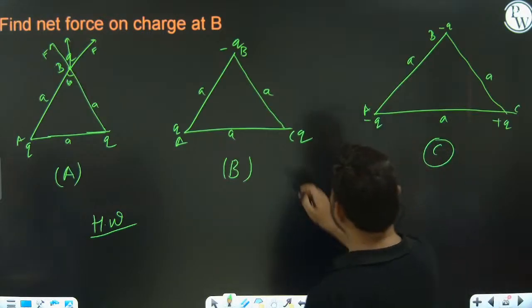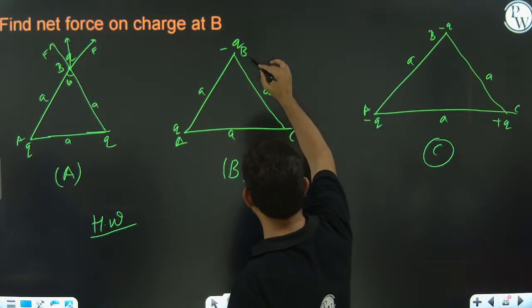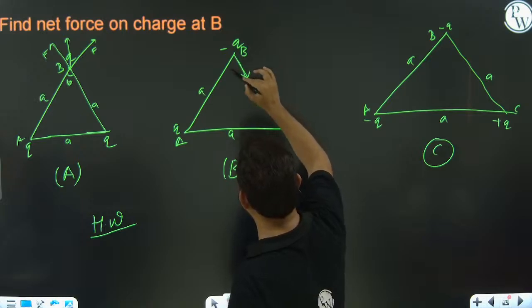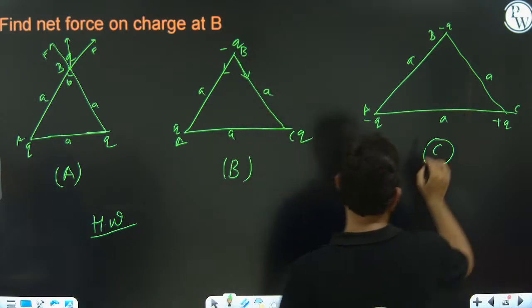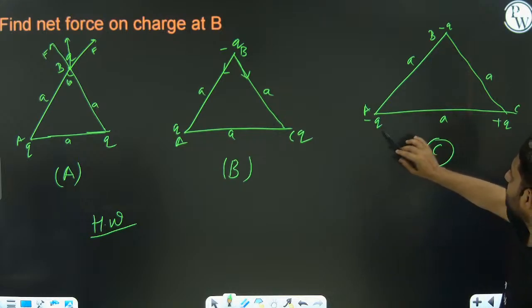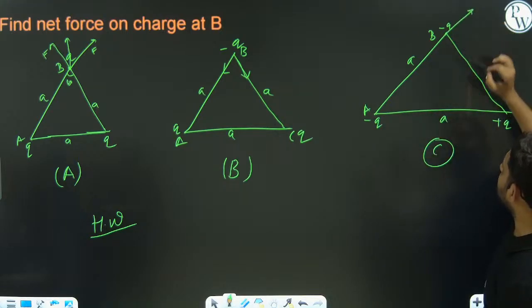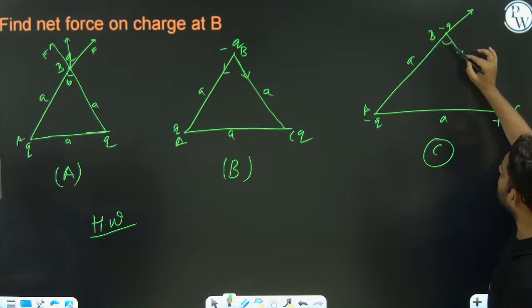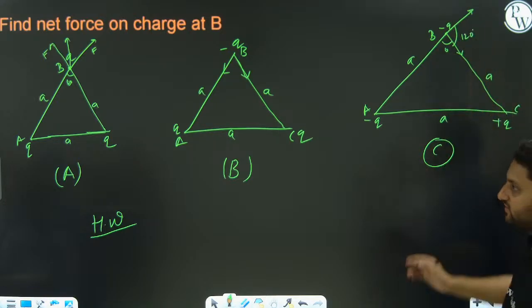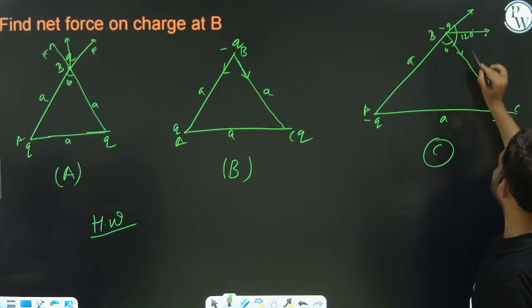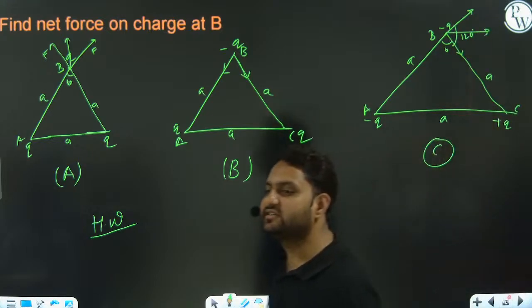In this question, this force will be attractive in this direction, and this force will be attractive in this direction, exactly the same question just like the previous one. In this question, this is minus q, so this force will be in this direction, and this is q, so this force is in this direction. So if this is 60 degree, it means this is 120 degree. Just the angle is changed, beta. Resultant will be this. Yes or no?